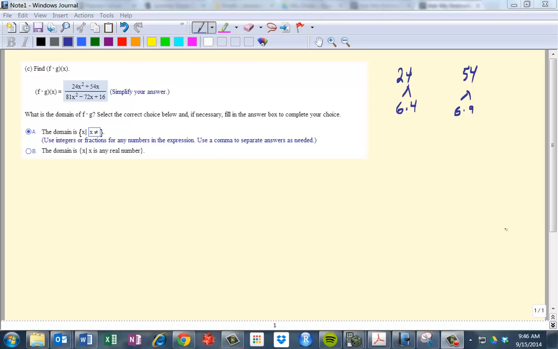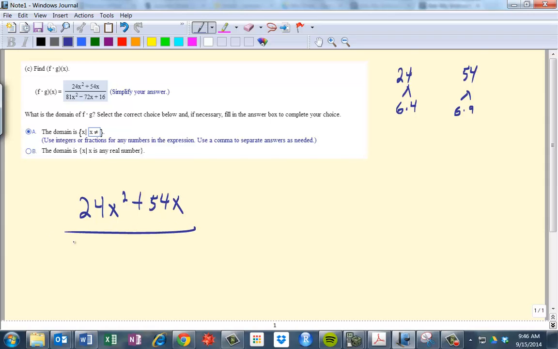Okay, Carrie, the first thing you want to do is factor this guy. For 24 and 54, I factored 6 times 4 and 6 times 9. So we can pull out a 6x here, which leaves 4x plus 9 here.